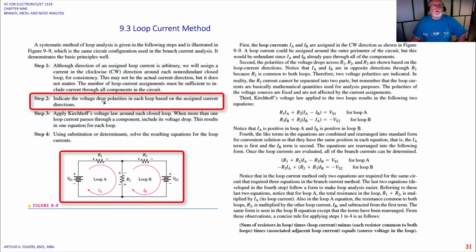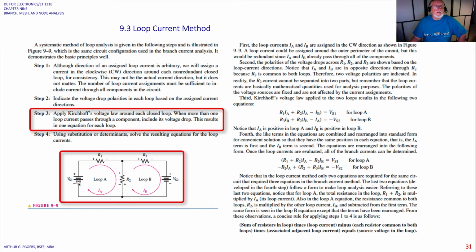We indicate the voltage drop polarities, just like we did before, in each loop based on the assigned current directions. One thing to note here, I don't know if you've caught it before, but normally the side with the long plate on it is the positive side, and the short plate is the negative side. So you'll see that shown with that convention. If the polarity is the opposite, you'll see this whole symbol turn the other way.